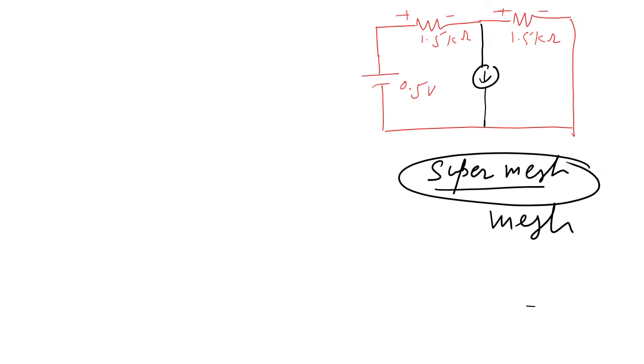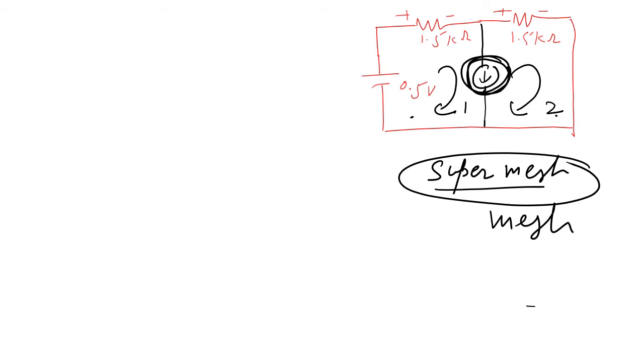So here this is one current source, and this is one mesh, and this is also one mesh. So this is mesh number 1, and this is mesh number 2. So between these two meshes, this current source is a common current source. When I am taking this mesh 1, this current source is coming. When I am taking this mesh 2, again this current source is coming. So this current source is common to both the meshes, mesh 1 and mesh 2. And we cannot solve the problem by taking the current source. So what do we do? We take the super mesh.